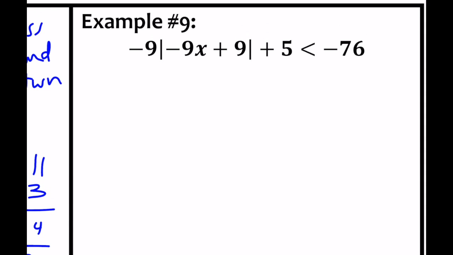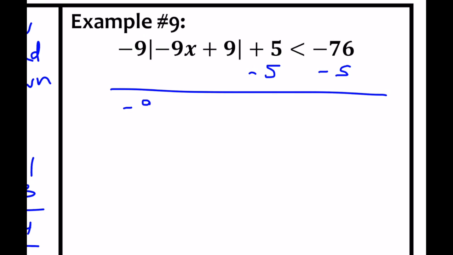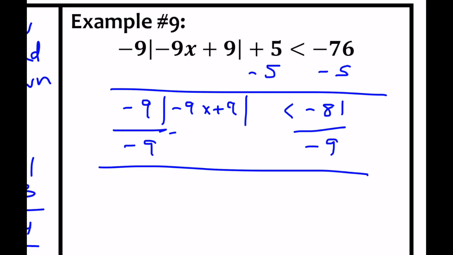Example 9. We have to do 2 things to get the absolute value by itself. We're going to start by subtracting 5 from both sides. We get negative 9 times the absolute value of negative 9x plus 9 plus 5 is less than negative 76. Subtract 5 from both sides. And then divide by 9 and we get absolute value of negative 9x plus 9. We flip our sign, is greater than 9.